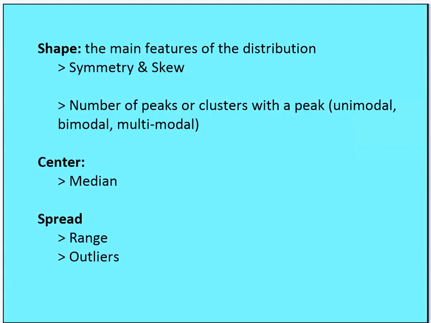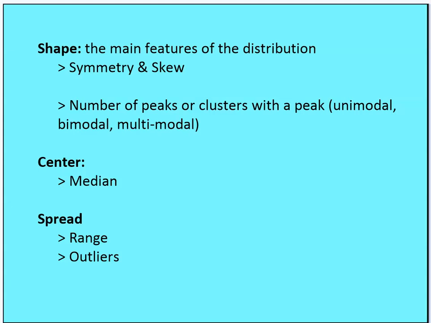All right, so shape talks about the main features of the distribution. We talk about symmetry and skew. And then we talk about whether or not the distribution is unimodal, bimodal, or multimodal. And you'll recall from your statistics set on mean, median, and mode. And mode is a location where there's the most number of instances. So this relates to that definition. So uni means 1 high peak, bi means 2, and multi means more than 2.